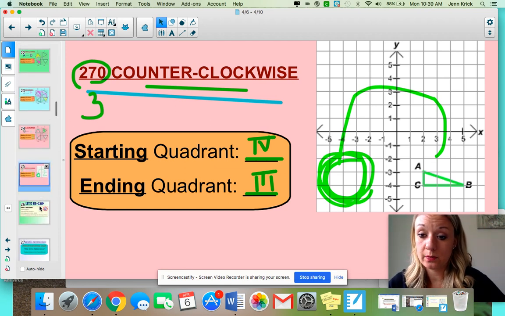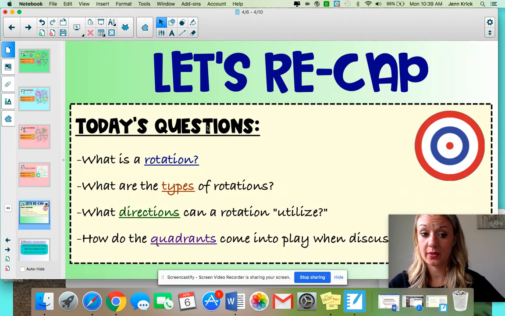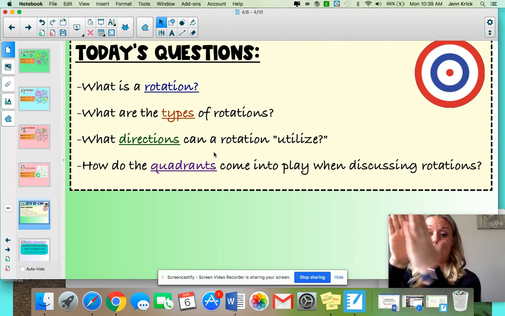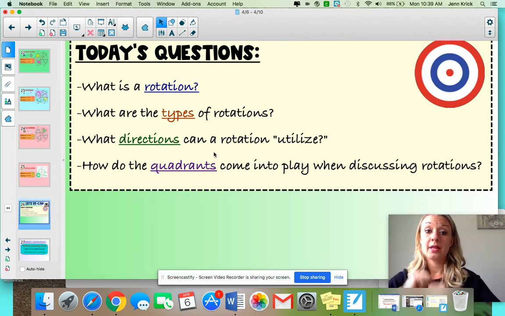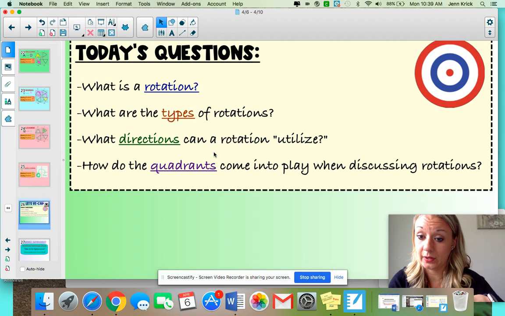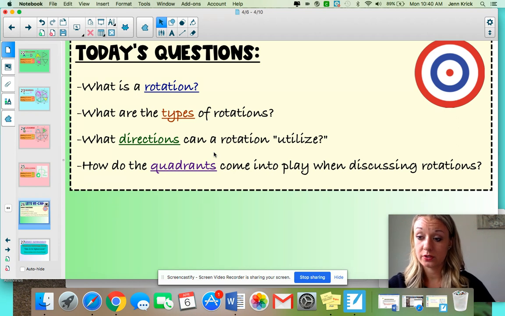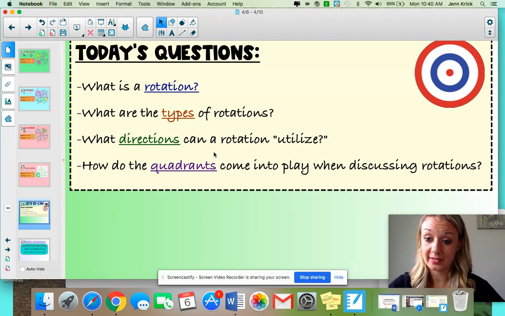Okay, and let's just recap and revisit those questions that we started with. So what is a rotation? A rotation is a turn on the coordinate plane. You're taking a figure and you are turning it. The types of rotations, we have 90 degrees, which is just 1 rotation, 180 degrees, which is 2 rotations, 270 degrees, which is 3 rotations, and 360, which we don't see that often because it puts it exactly in its original spot, which would be 4 rotations. There are 2 directions that a rotation can utilize, which is clockwise, the normal direction of a clock, or counterclockwise.